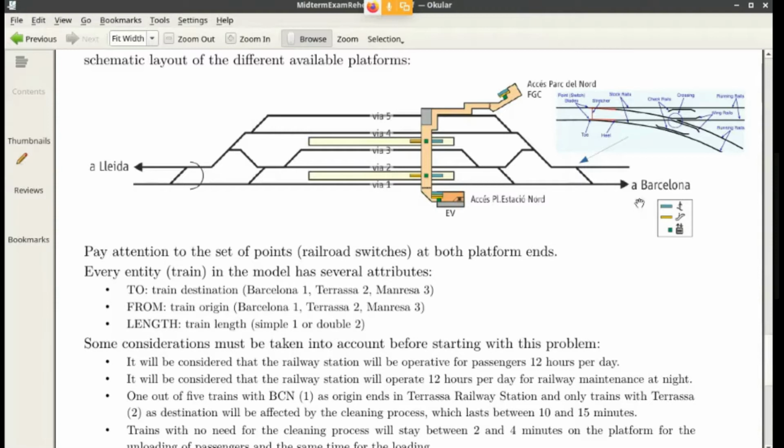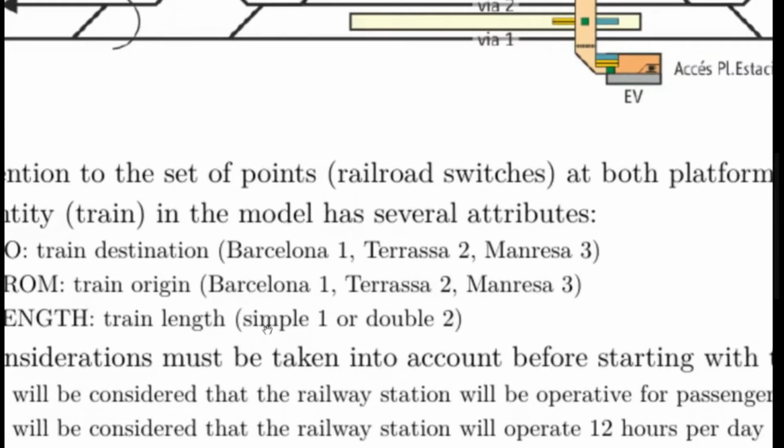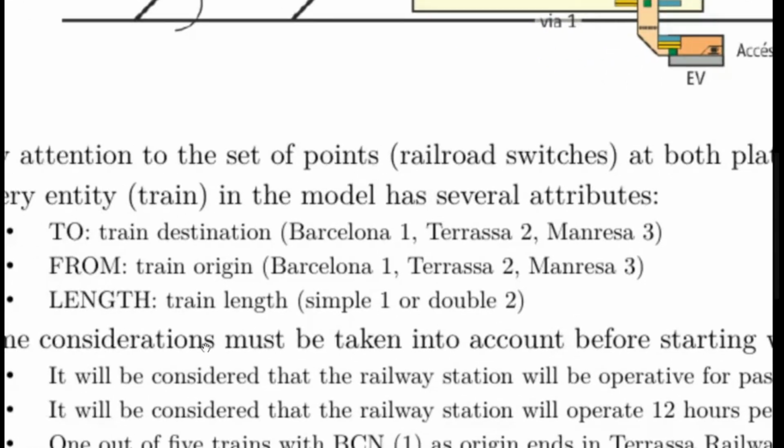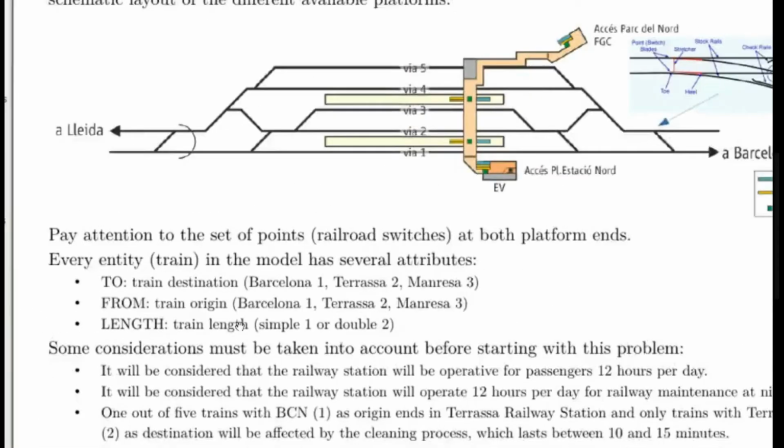The trains that are coming from Barcelona to Manresa, they can have 2 different kind of stops. First of all, they can stop for a while in order to the unloading and loading of new passengers, right? And then go to Manresa, or maybe they have a destination that is Terrassa, and then they have a long stop, right? Then you have two different lengths for the trains, right? You have simple, number one, or double, number two. As you may know, we have two different train lengths, right?